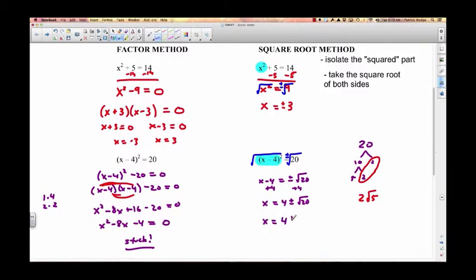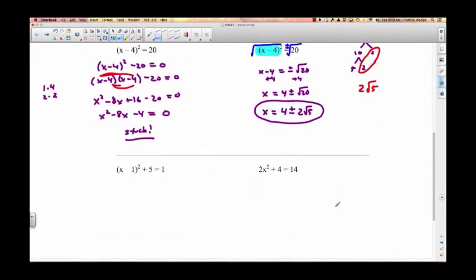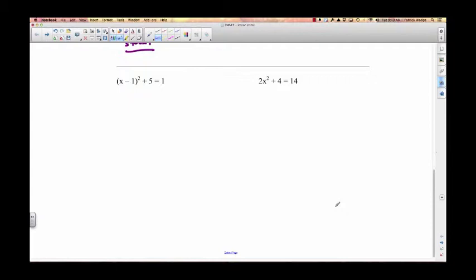So we have 4 plus or minus 2 root 5. And that's the answer. Couldn't get the answer here, but we sure got it there. So the square root method's a good method. All right, here's some more of square root method.